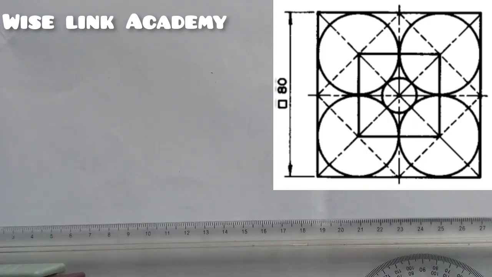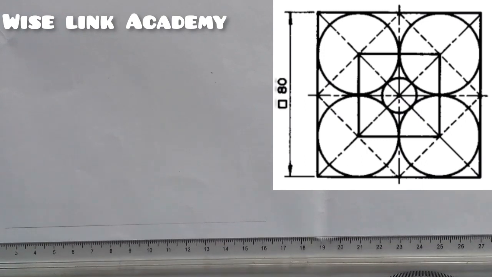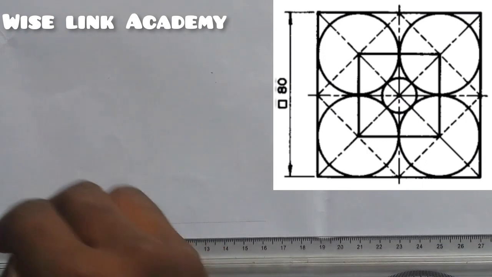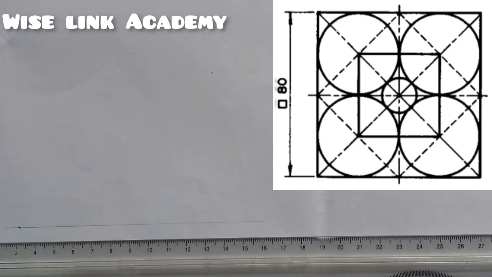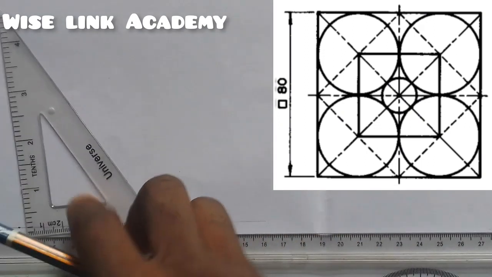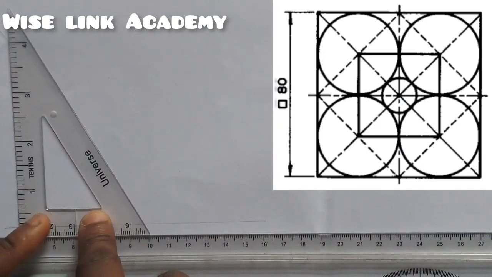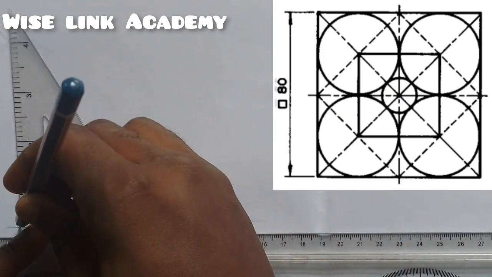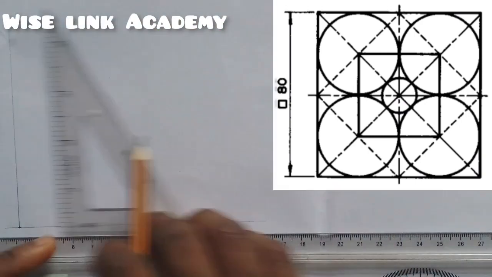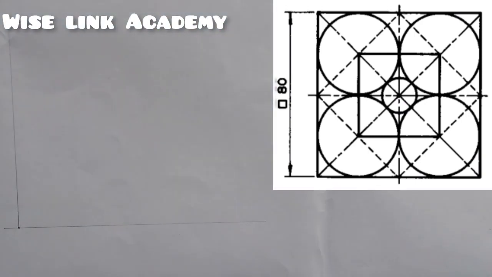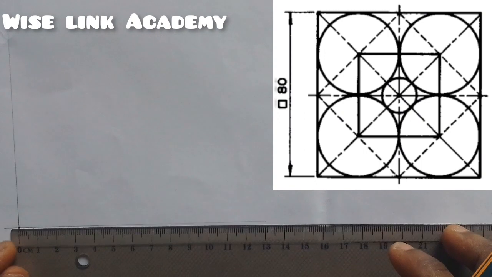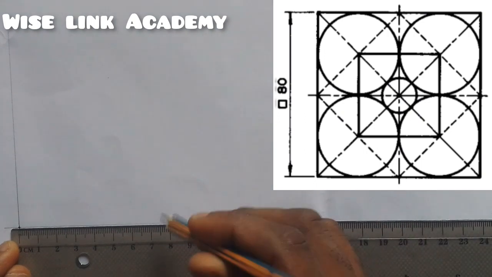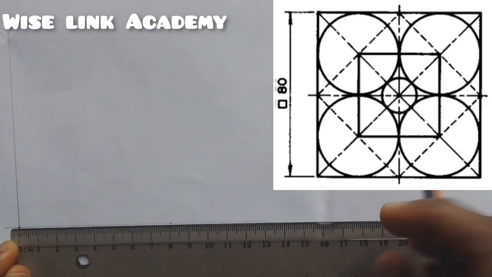So I can just pick a point. Let me pick this point. At that point, I will draw a vertical line upward with the help of my set square. Vertical line upward, faint. So my next task is to measure 80. From this point to this point, yes, falls 80.